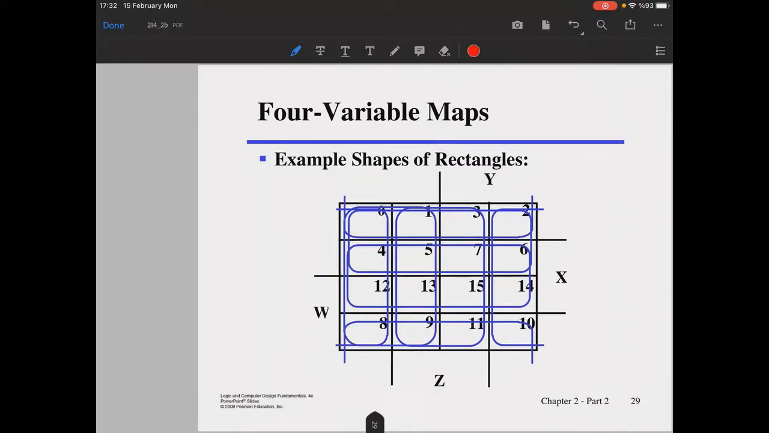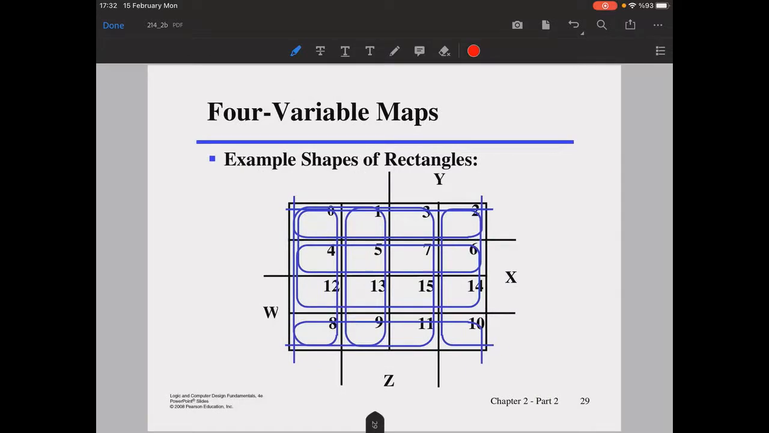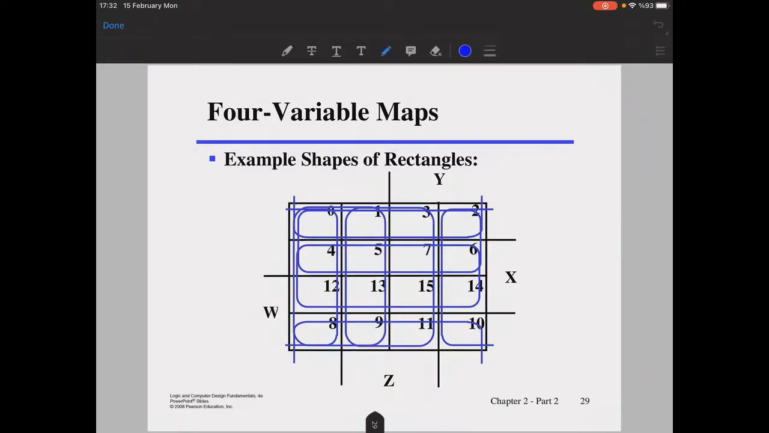Okay, it's a mess. Let me use another color here. Blue is maybe not good. So let's just make some examples here. What is this one, for example, in red? Just tell it to me. It is X not W not, for example. Just a few examples together would be enough.